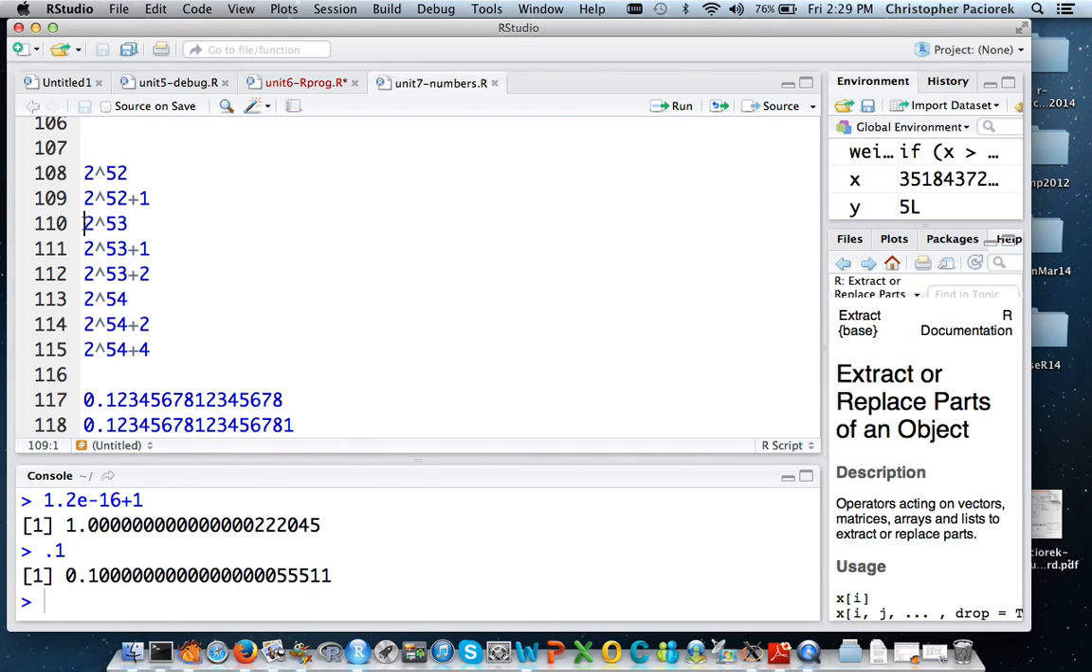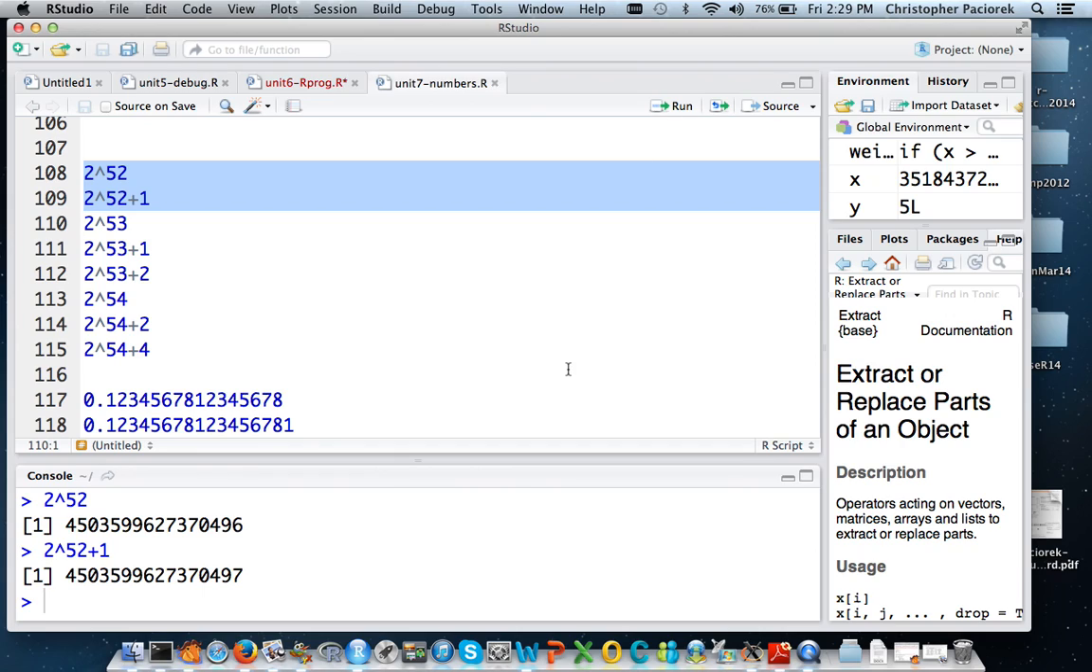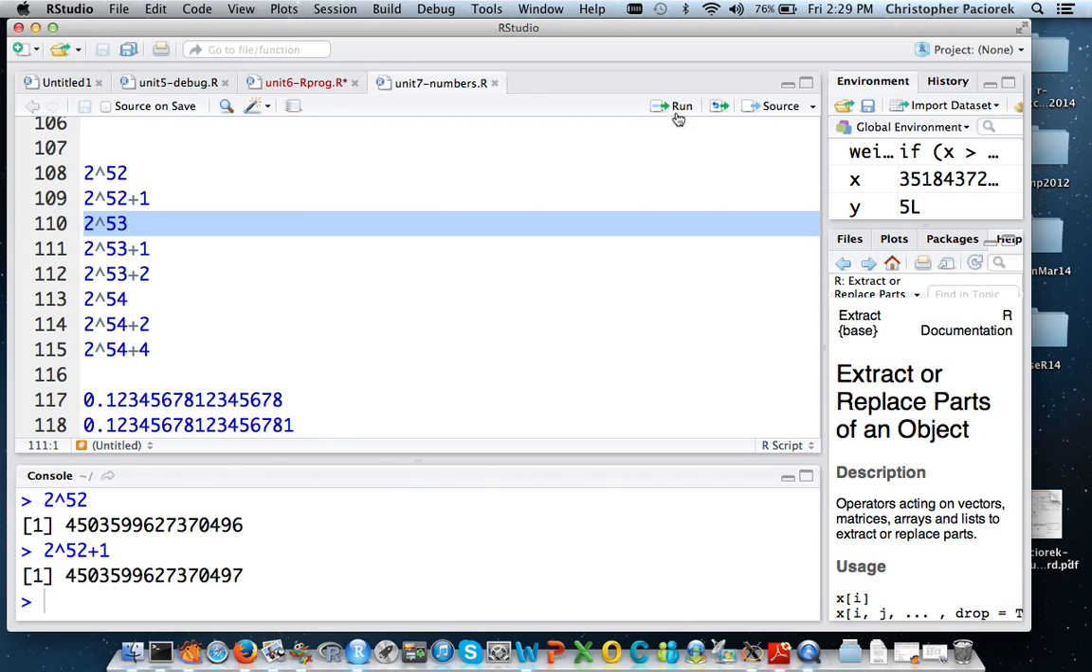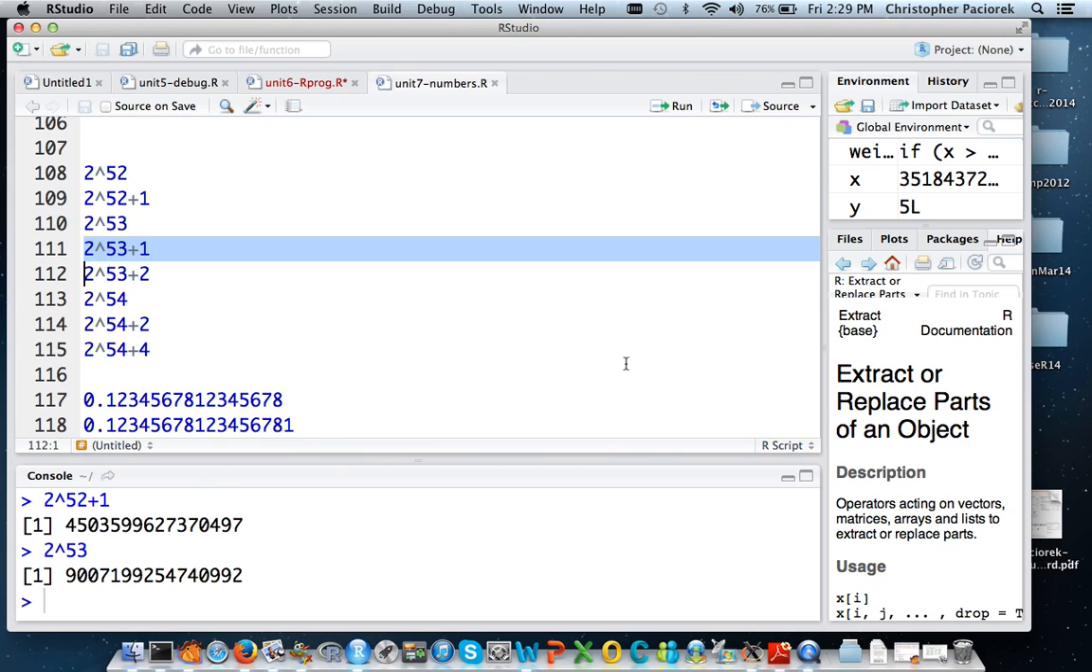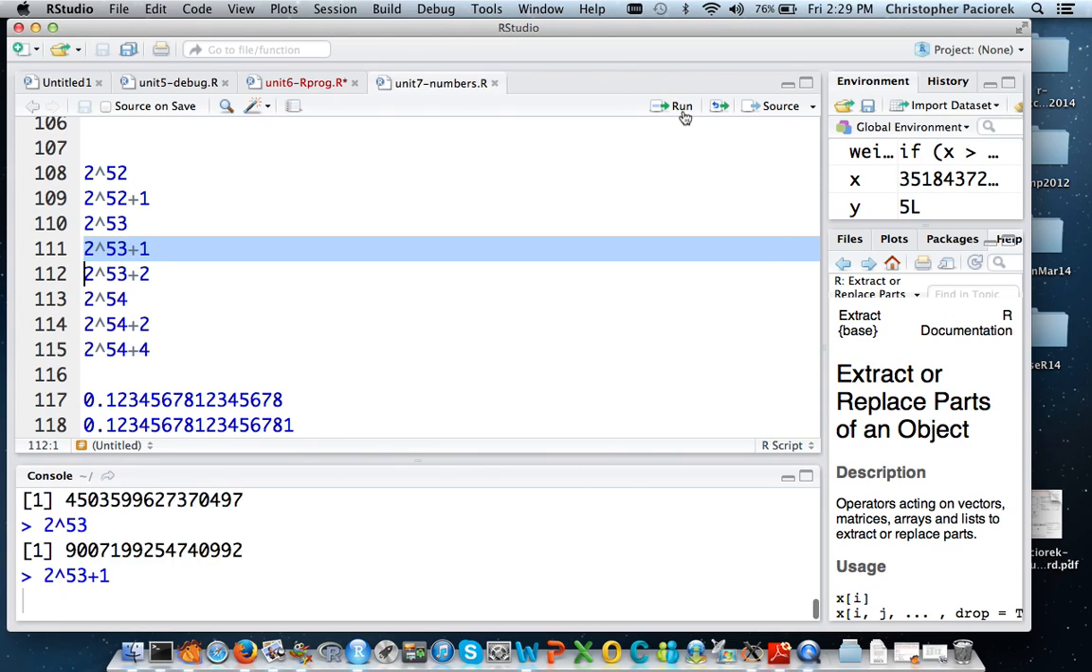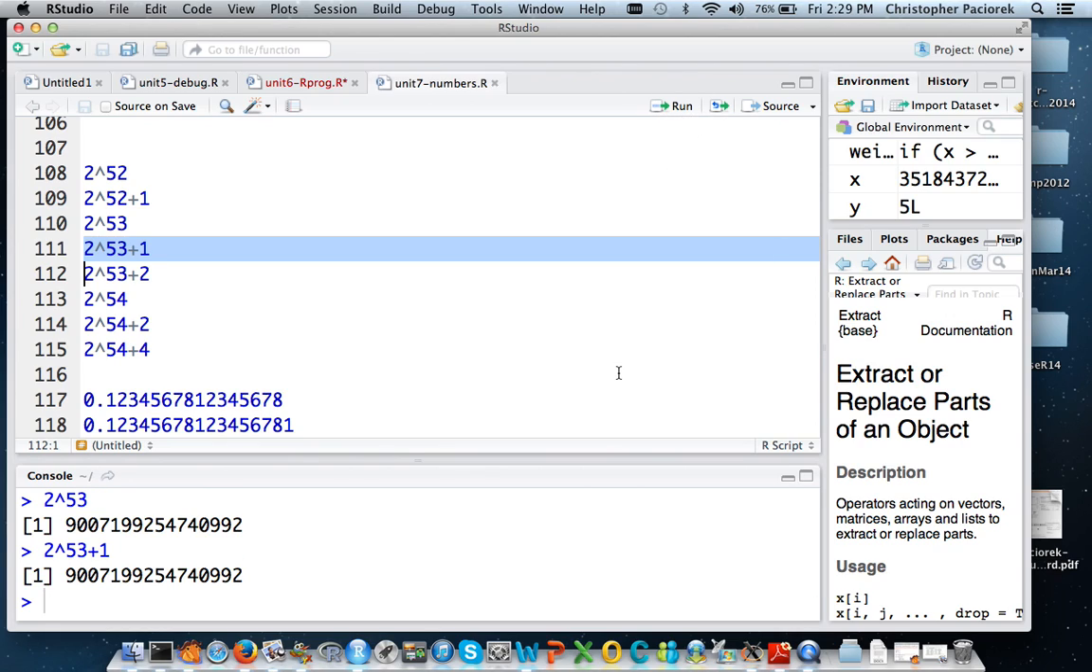I can represent 2 to the 52nd and 2 to the 52nd plus 1. That's fine. You can see those get incremented by 1. Presumably R is doing the calculation correctly, and that is actually that value. If I do 2 to the 53rd, we can see what it is. It's this 900 whatever gazillion number. But now let's try and increment it by 1 and see what happens. It just stayed the same.